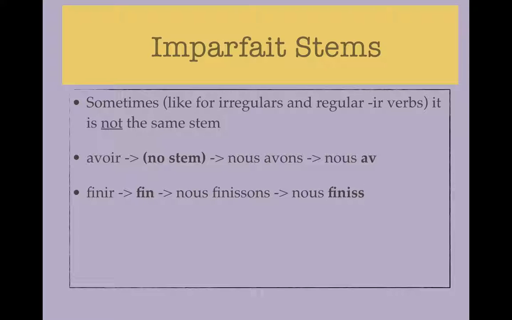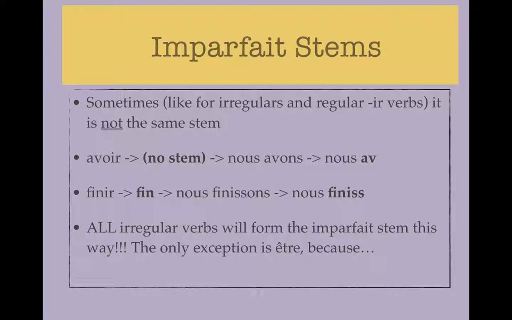With IR verbs, you have to include that ISS portion of the regular IR conjugation. So finir, we drop our IR to get fin-. We get nous finissons because our regular IR verb ending for nous is ISSONS. We only get rid of the ONS part. So all of your regular IR verb imparfait stems will keep that ISS on the end, finiss-.